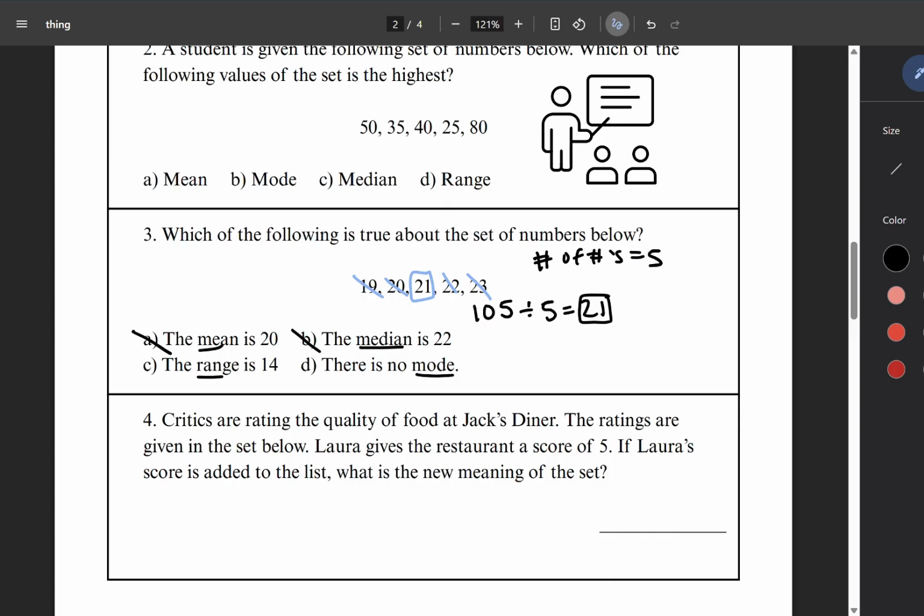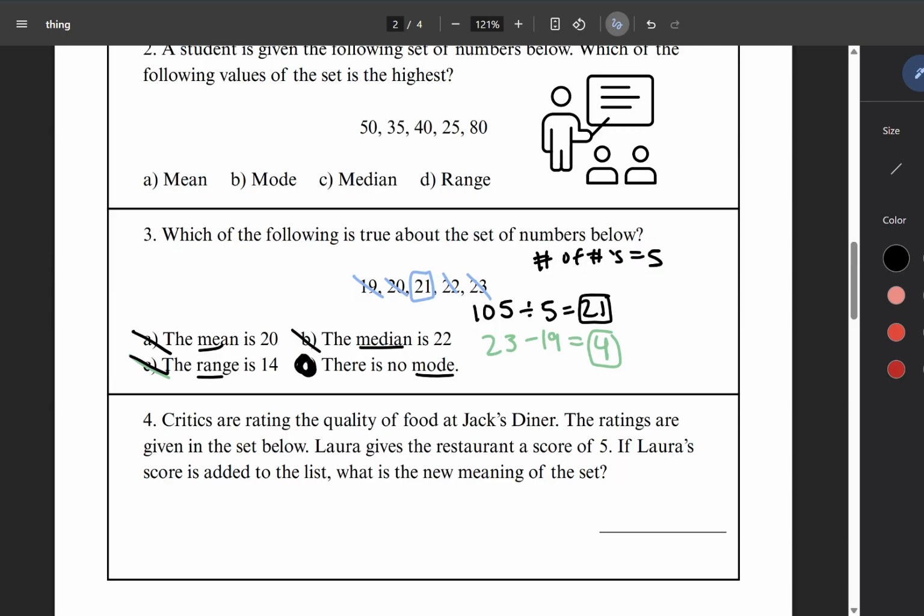The next says the range is 14. So range, once again, is the difference between the greatest number and the least number. So 23 minus 19 is equal to 4. So the range is 4. Therefore, it can't be C. So by default, we're left with choice D.